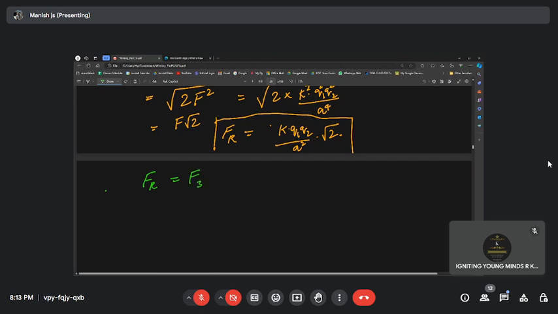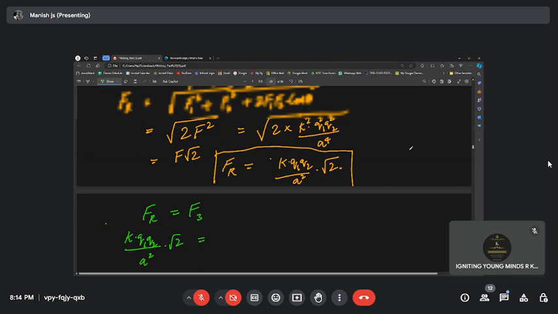As simple as that. So Fr found out as K Q1 Q2 upon A squared into root 2 should be equal to F3. Who can tell me the value of F3? Sir, K Q1 squared by root 2 A the whole square. Yeah, that root 2A the whole square can be written as A squared, right? So we'll get it as 2a squared.